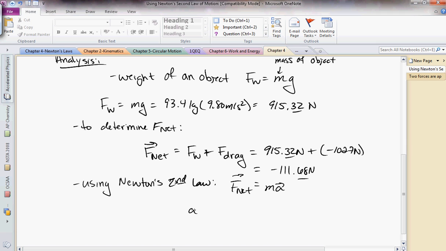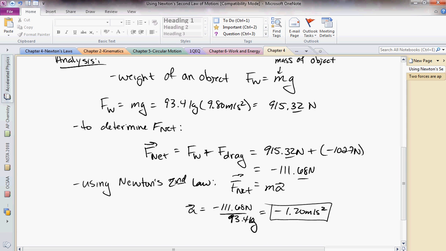So I can say that the acceleration in this case will be negative 111 over 93.4 kilograms. Remember to use kilograms here. Evil physics teachers sometimes like to give you masses in grams. Don't let that throw you. And the acceleration is negative 1.20 meters per second squared. So we have an acceleration upward of 1.20 meters per second squared, and that would be the acceleration of the skydiver.